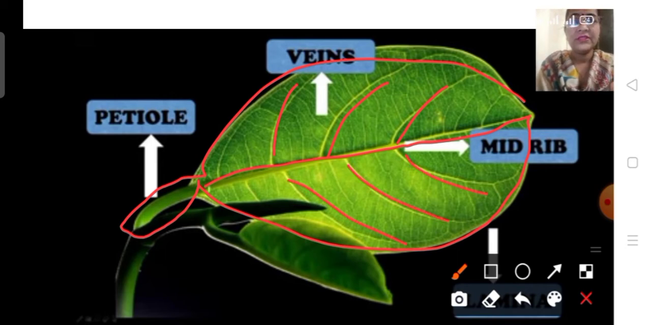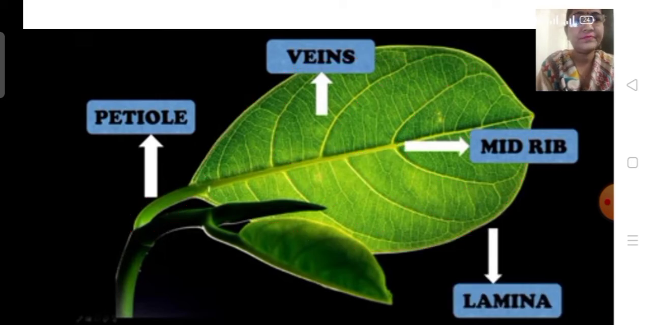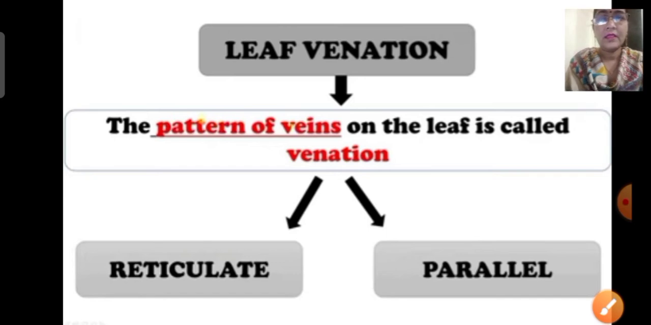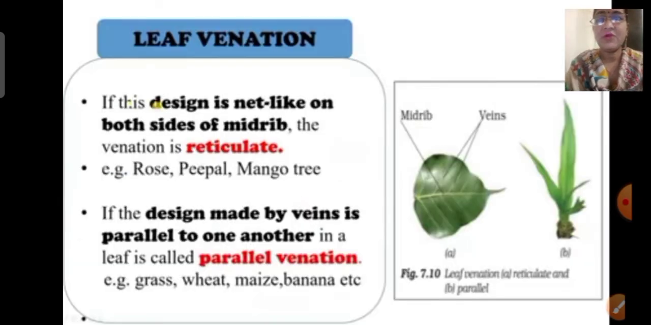See children, here you can see some patterns. Here veins make a pattern on a leaf. This is called venation. The pattern of the veins on the leaf is called venation, and we have two types of venation, and they are reticulate venation and parallel venation. Let's study about each one of them in detail.